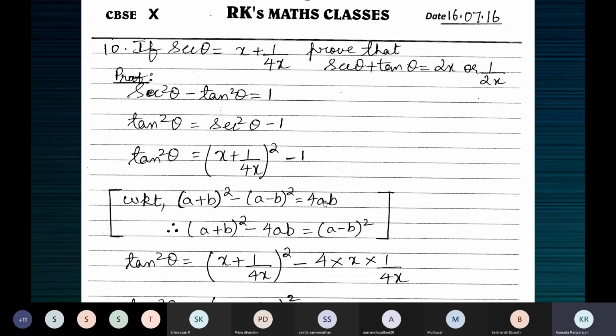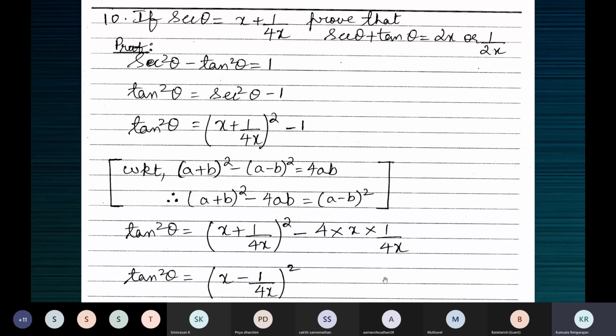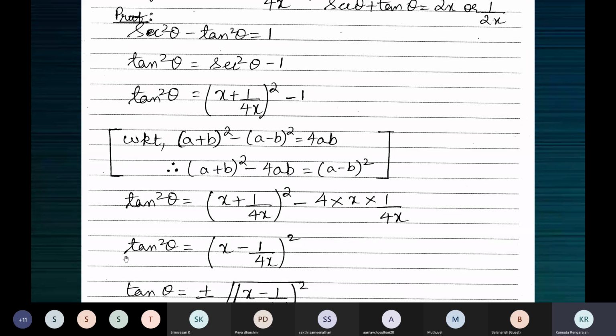This is the identity. So we have a plus b the whole square minus 4ab is a minus b the whole square. We are almost there. We got it. So tan square theta is equal to a minus b the whole square, x minus 1 by 4x the whole square. See, it's so simple. We write the identity, we substitute. We are finding tan square theta, so we substitute what is given for secant theta. And this is of the form a plus b the whole square minus 4ab, which is a minus b the whole square, where a is x and b is 1 by 4x. So we got it. Tan square theta is this.